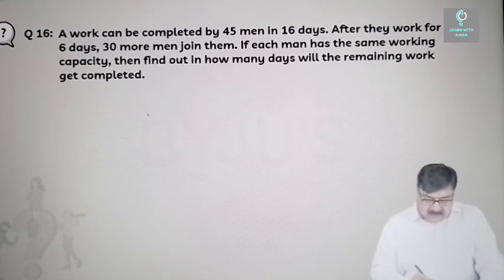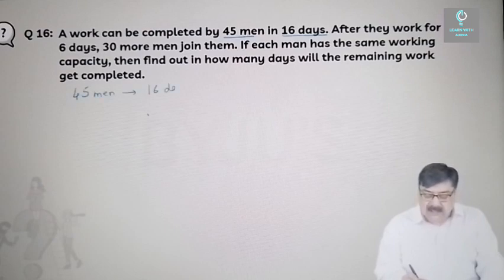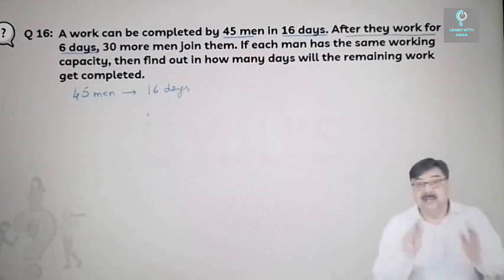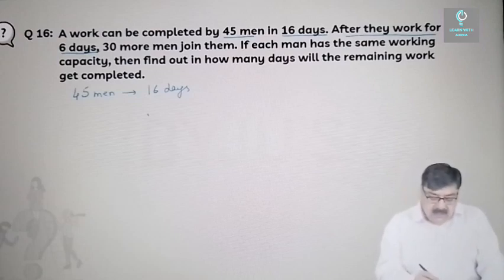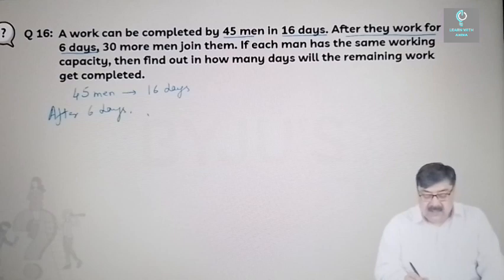Now look at this one. This is another variety in time and work. Now a work can be completed by 45 men in 16 days. Alright, so I'm starting the story here. This is how the story goes. 45 men can complete a work in 16 days. After they work for 6 days, stop. So let us say after 6 days, what is their position? Well, 45 men will be left with 10 days of work.